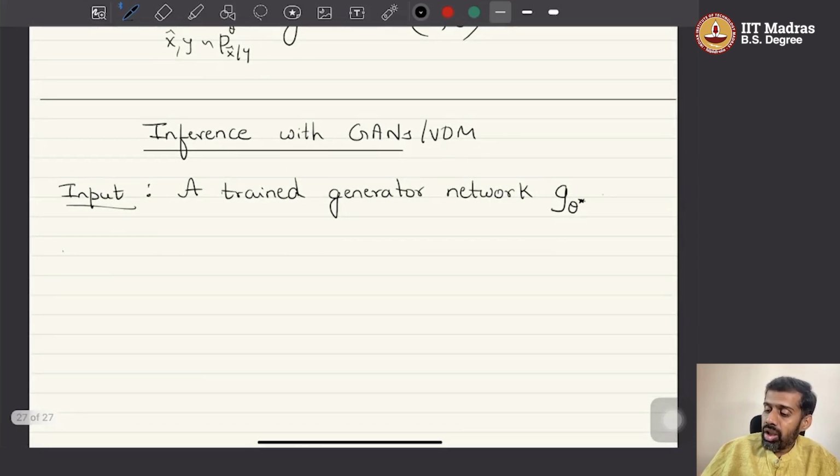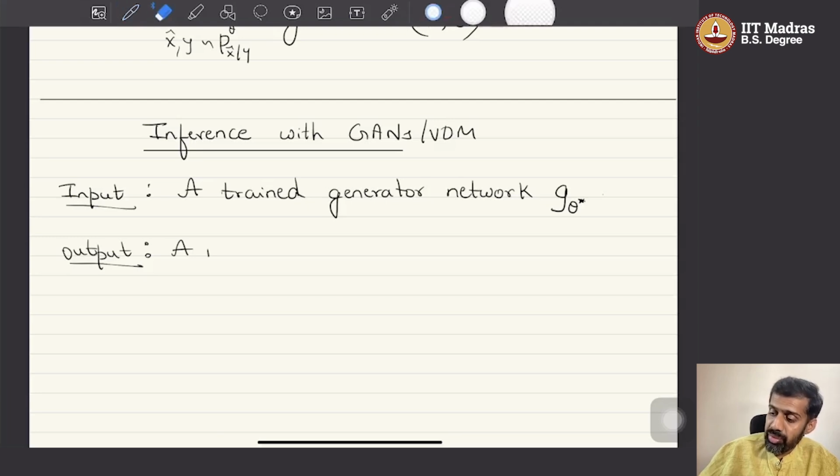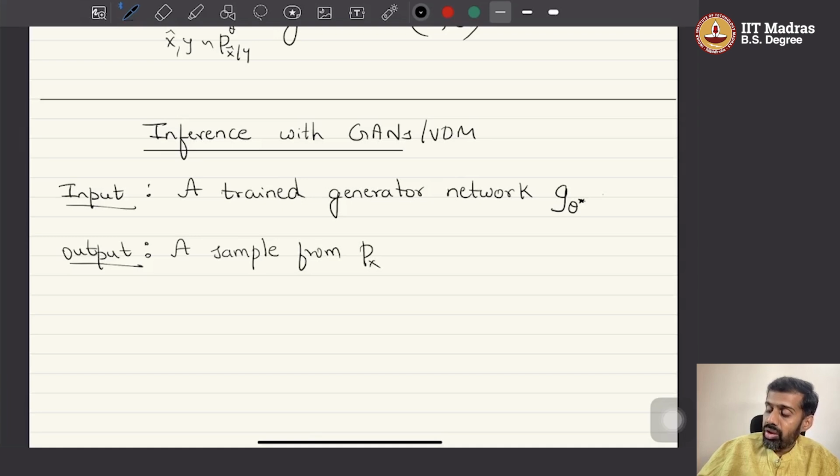Now, the output or the objective is a new data point, a sample from Px, which is not present in D. Because we know how to sample from the distribution now, whenever we do an inference with a GAN, we get a sample from Px that is hopefully not in D.